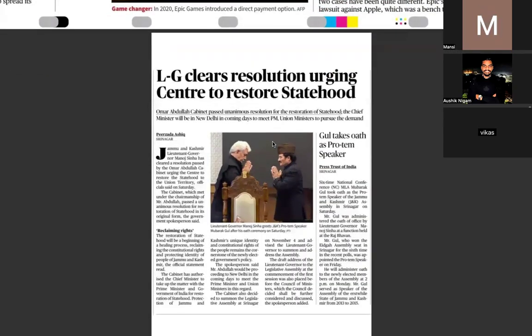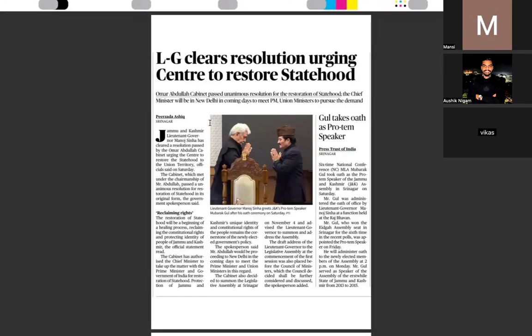So LG clears resolution urging the Centre to restore statehood. This is in the context of Jammu and Kashmir. Since Jammu and Kashmir and Ladakh have been made separate union territories, the same demand is also being raised by the Ladakhi people. So here in the context of Jammu and Kashmir, we are seeing a resolution urging the Centre to restore statehood. We can look into what is the proper procedure for achieving statehood for a union territory.